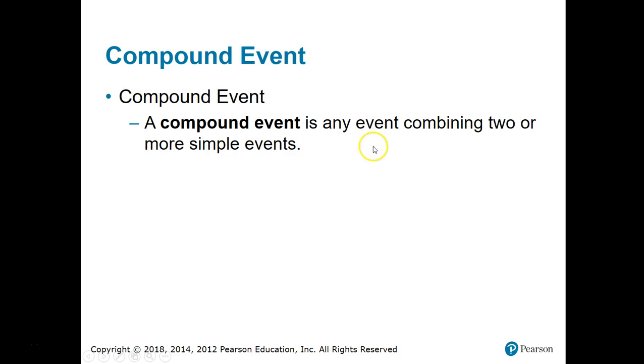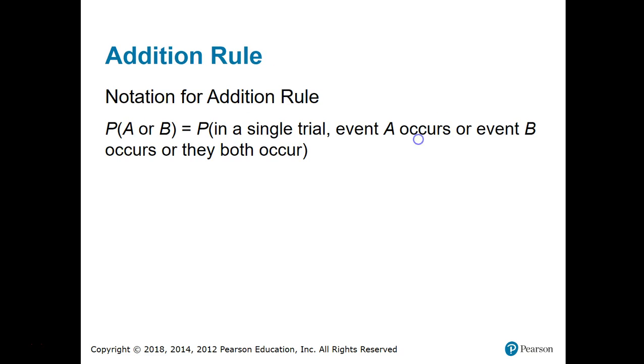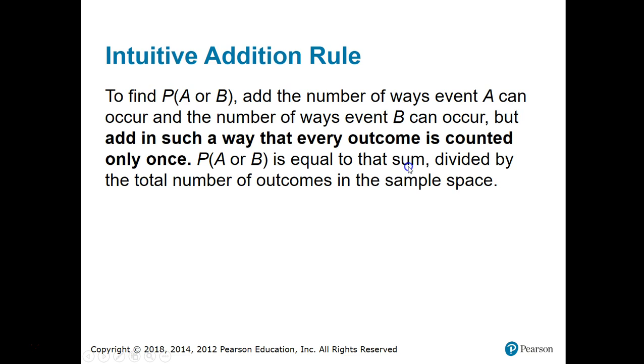All right, a compound event is an event containing two or more simple events. So if we have two rolls of a die, two dice rolled, that could work. Probability of A or B is the probability that in a single trial, event A occurs, or event B occurs, or they both occur. To find the probability of A or B, you add the number of ways A can occur and the number of ways B can occur, but add in such a way that every outcome is counted only once. P of A or B is equal to the sum divided by the total number of outcomes in the sample space.